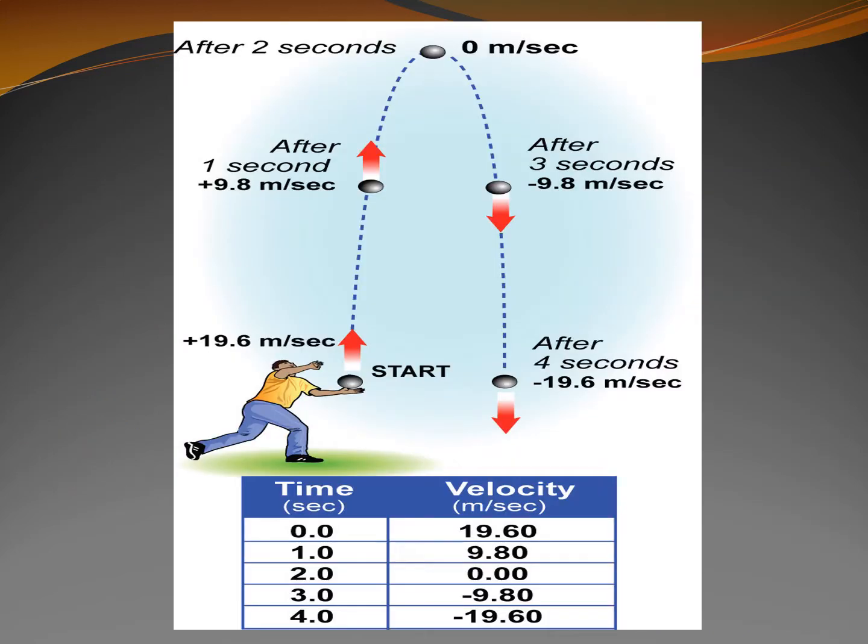So let's say for this example, this person is throwing the ball with a velocity of 19.6 meters per second. As soon as he lets it go, he has no force on that. It's all acceleration due to gravity. So after 1 second, it decreases by 9.8 meters per second. At 2 seconds, of course, it reaches a point where it has to stop at the top, so velocity is 0. And once it moves down, again, it goes down by 9.8 every second.